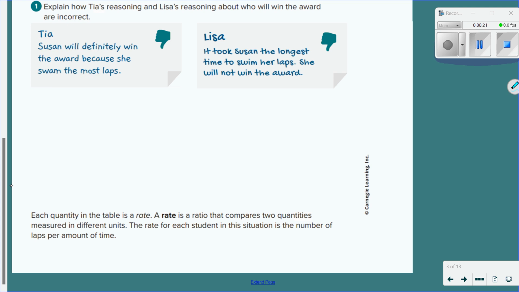Today, and this is our big focus today, is going to be on rates. So a rate is a ratio that compares two quantities measured in different units. The rate for each student in this situation is the number of laps per amount of time. So our big difference, we've been talking ratios. A ratio is a comparison of two numbers by division. A rate is a comparison of two units by division. So the big piece here, we're adding that units piece.